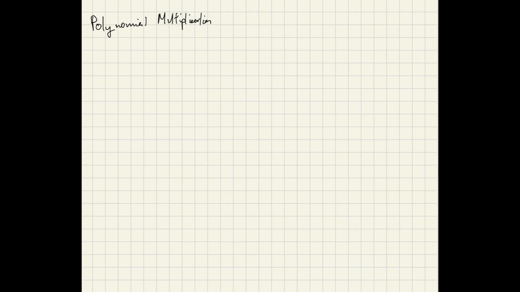Hey guys, today we're going to be talking about how to multiply polynomials. So first of all, what is a polynomial? A polynomial, meaning multiple numbers, is an expression made up of multiple terms. These terms can be variables and constants, and they can have coefficients. The terms cannot be divided by variables, however.